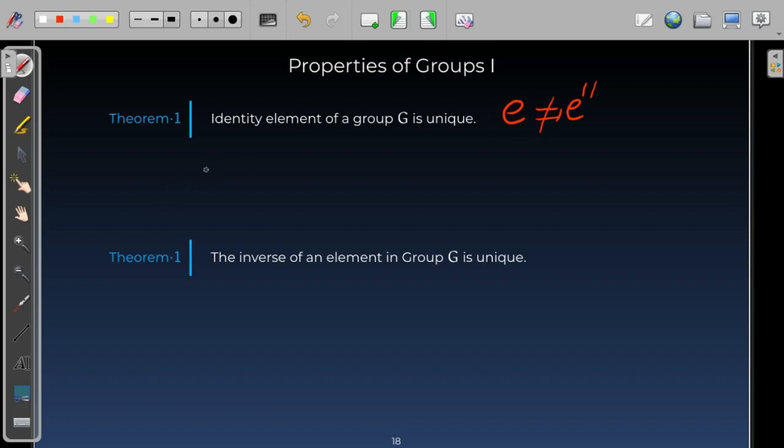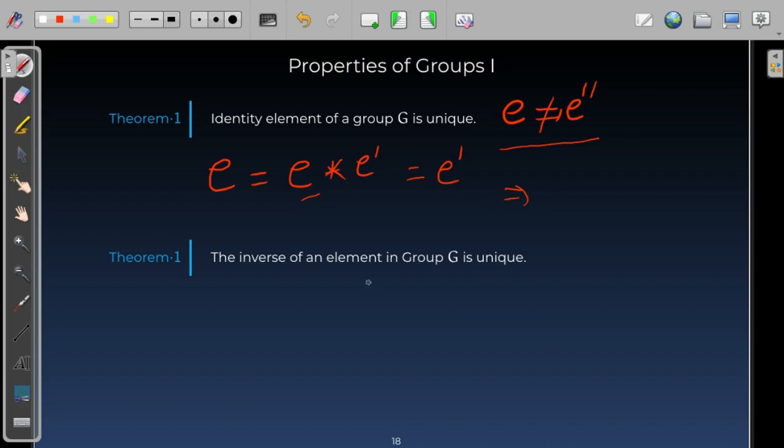So if it is an identity element, then E can be written as E star E dash, because E dash is also an identity, and if I operate it with some element, I will get that element only. Since E is also the identity element, this can be written as E dash. So you can see that E is equal to E dash, which is a contradiction of our assumption that E is not equal to E dash. So our assumption must be wrong, and the identity element of the group is unique.